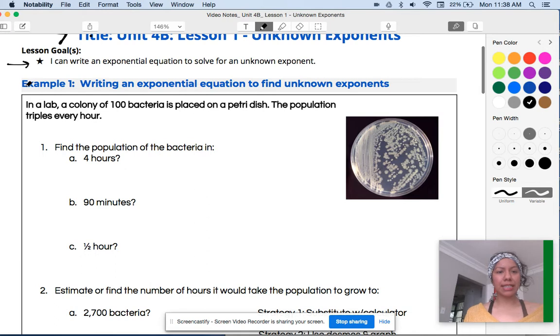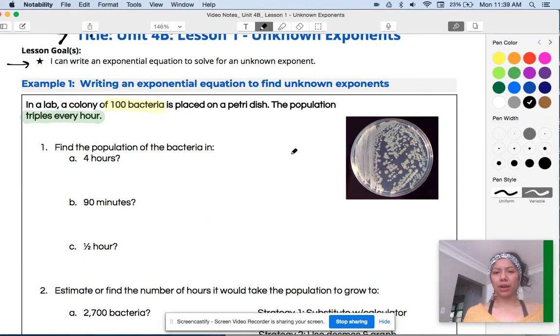assessment is the situation here where it says, in a lab, a colony of 100 bacteria is placed on a petri dish. The population triples every hour. Okay, so a couple key things here are that we want to highlight that it says 100 bacteria is placed on a petri dish. And I think in your problem it says initially placed. And then it's followed by triples every hour.